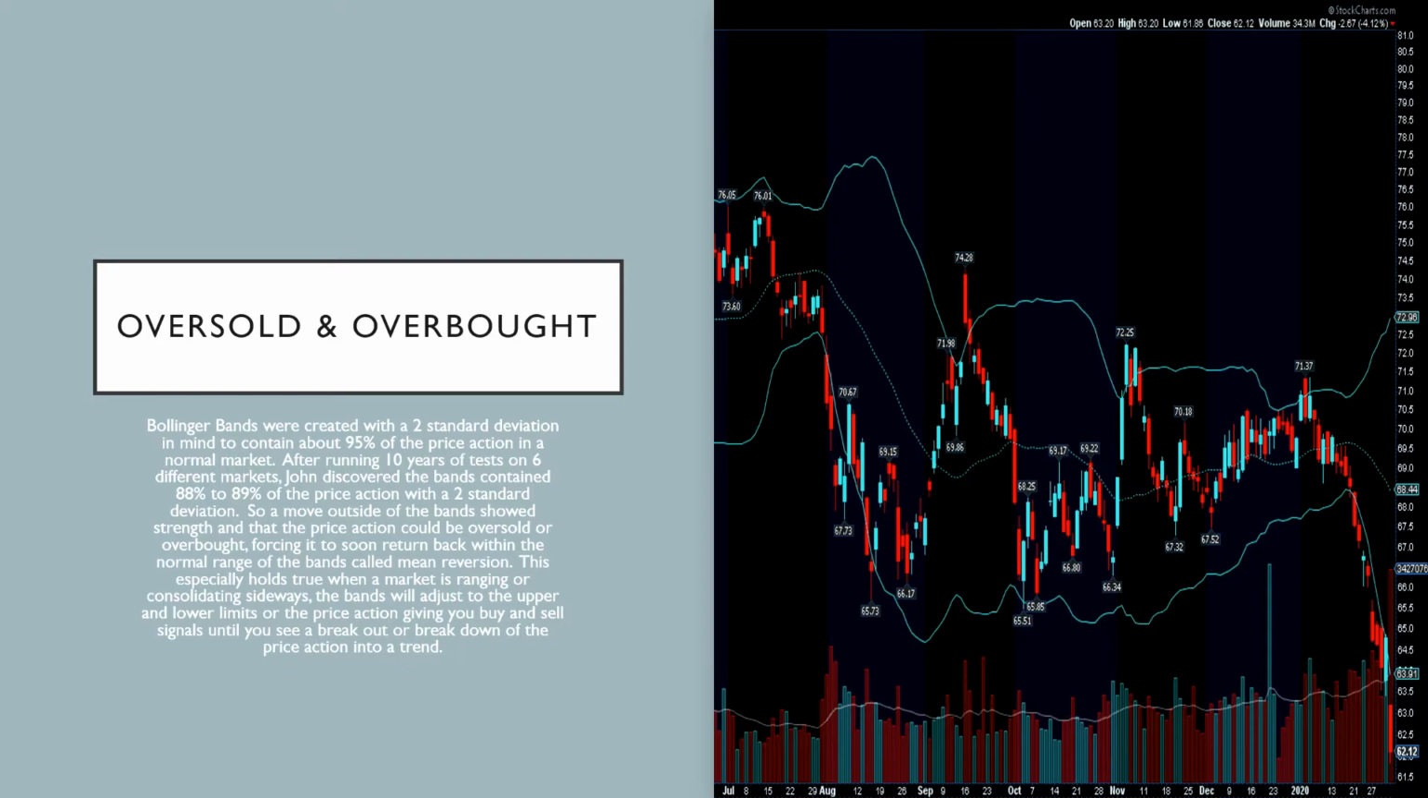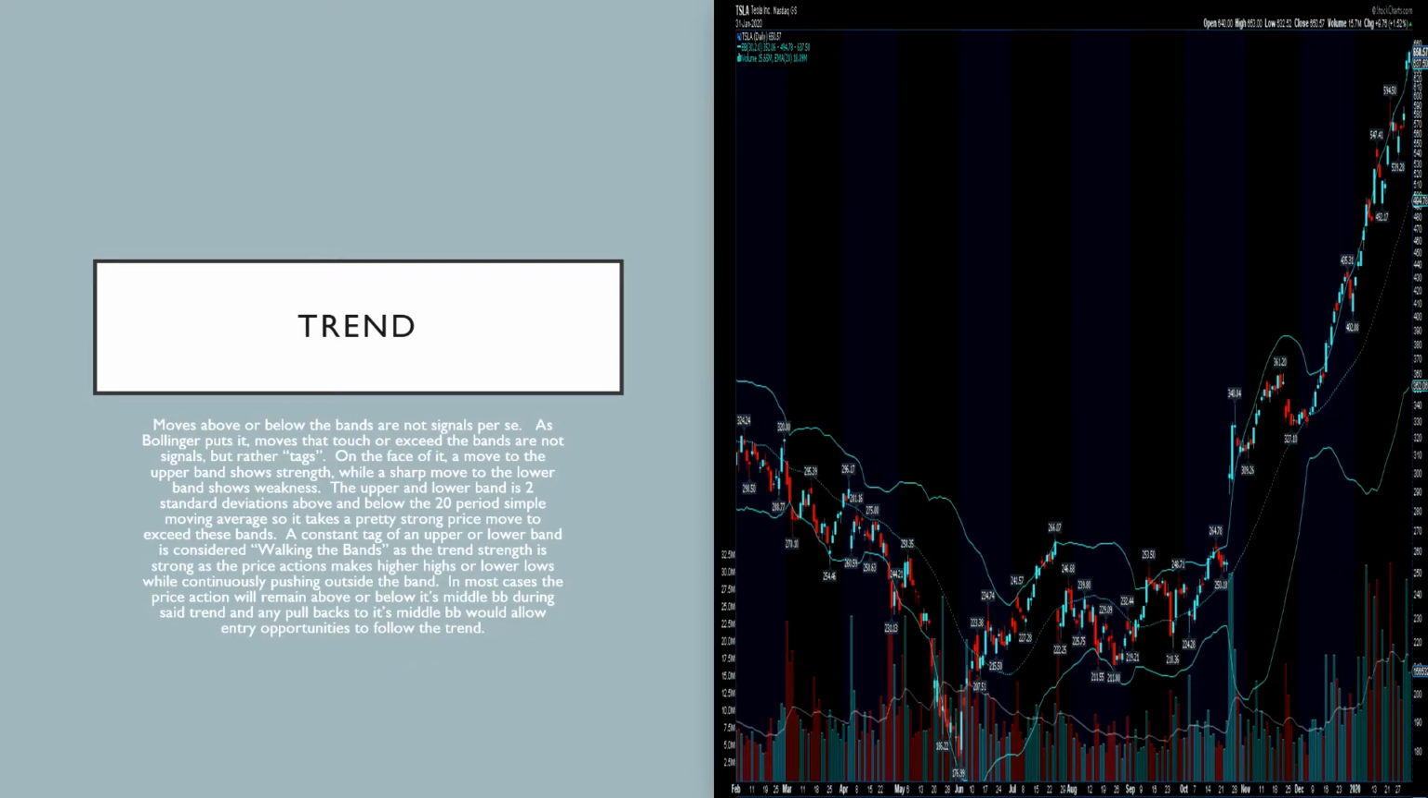This especially holds true when the market is ranging or consolidating sideways. The bands will adjust to the upper and lower limits of the price action, giving you buy and sell signals until you see a breakout or breakdown of the price action into a trend. So going back into Tesla, we saw that the upper and lower limits established, also known as resistance and support.